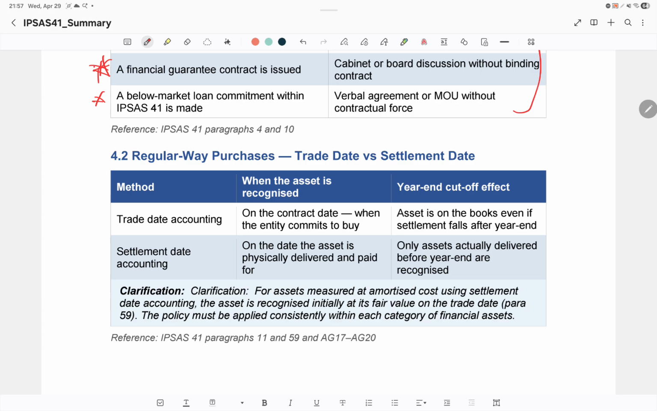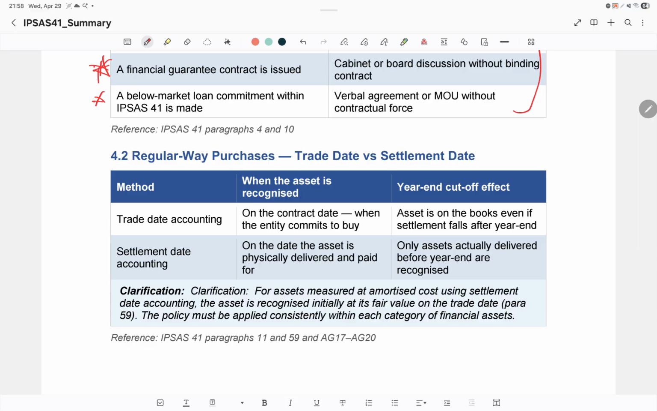So we can measure when recognizing these financial assets and financial liabilities, we can either use the trade date or the settlement date. The trade date is the contract date when the entity commits to buy. And most of the times, this is what we do when the entity commits to buy. The asset is on the books even if settlement falls after year end.